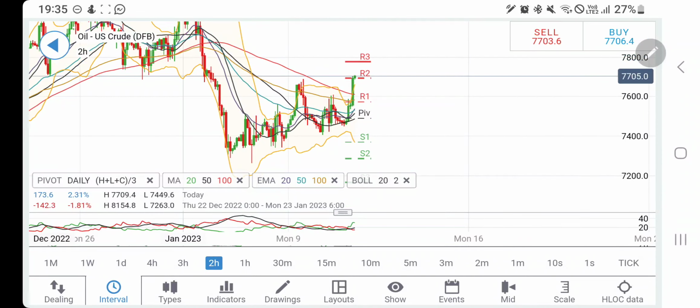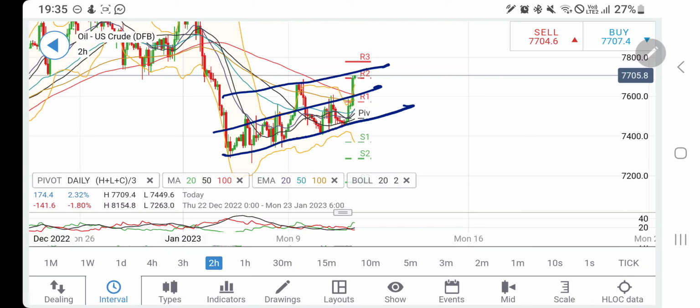Now look at the 2-hour charts. Likewise on the 2-hour chart, see this, it is trying to trade in this channel. Probably now it is looking forward to 78 levels. It has got very strong resistance. We talked about this in today's morning analysis.